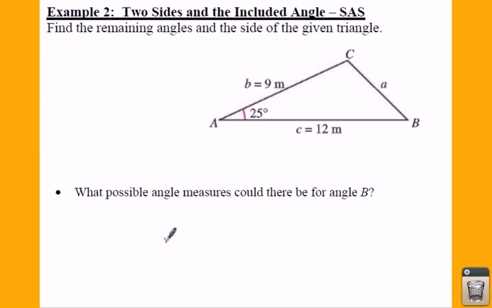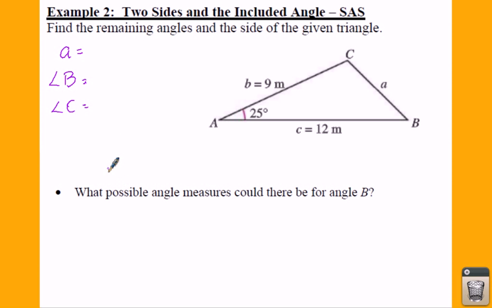For example 2, this one takes a little bit more work. You have two sides and an included angle. So here are your two sides, B and C, and then your included angle is A. You need to find your remaining angles and side. So we need to find our side A. We also need to find out what angle B is and angle C. So once we find out what angle B and C are and side A, then we'll be finished with this problem.